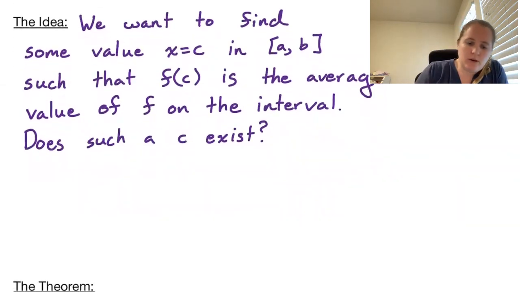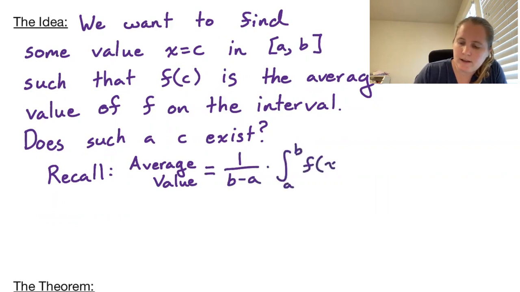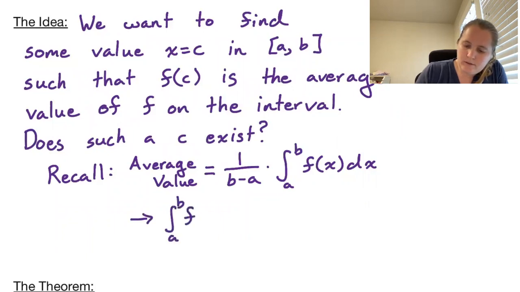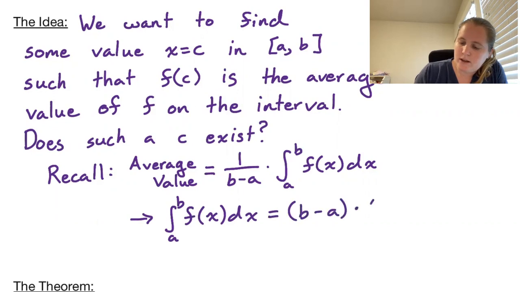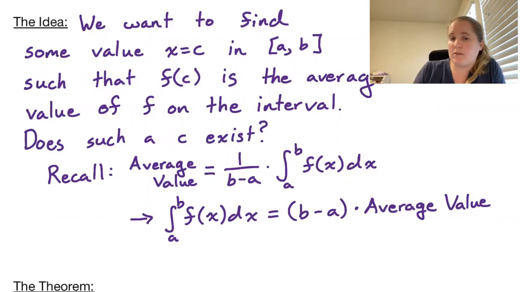Right. So if we recall, the average value is 1 over b minus a times the definite integral from a to b of f of x dx. And so what we get is that the definite integral from a to b of f of x dx is b minus a times the average value. So we could think of this as a rectangle that goes from A to B with height the average value.